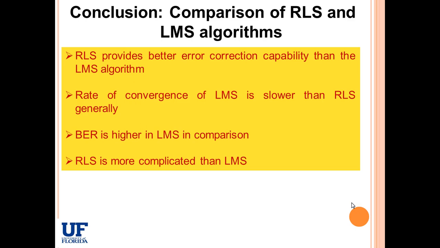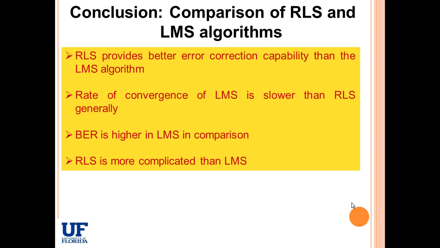This is my conclusion in this regard. The RLS provides better error correction capability than the LMS, as we've seen from the code. The rate of convergence of the LMS is lower than the RLS, and the bit error rate is higher in LMS. The only problem with RLS is that it is more complicated than LMS.